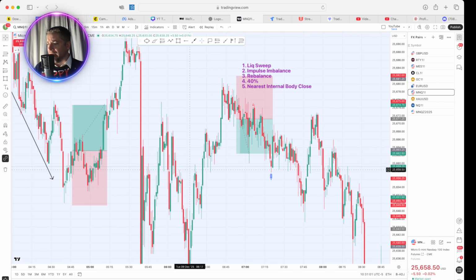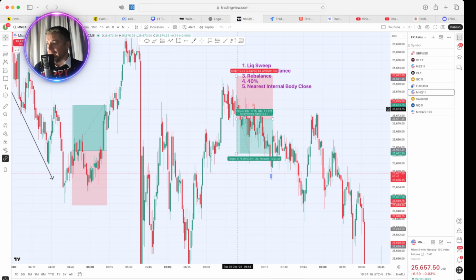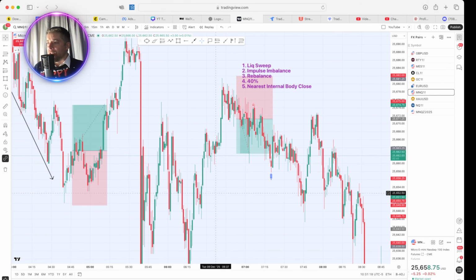The reason why this didn't work: this did take liquidity here with an impulsive move, but at this point, this inefficiency wasn't filled. It was filled here, but that's too late. I like to see it, I don't like to go too far back. It needs to be something that's happened in a short period of time. So there's two examples there.